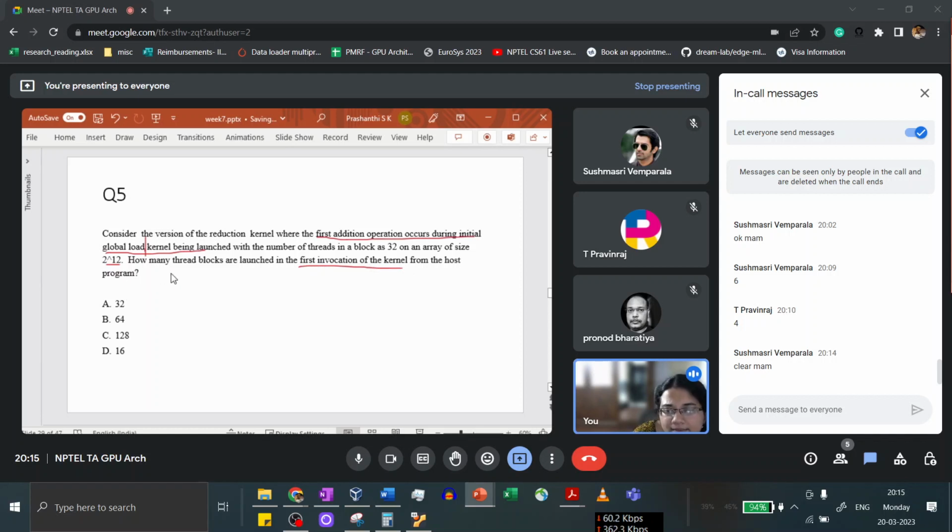So notice that there's something different asked here. You're asked for how many blocks are launched in the first invocation of the kernel from the host program. And you're given the number of threads per block. You're given the array size. And you are also told that the first addition occurs during initial global load. This was an optimization we had studied in class also, right? Now think about this, take 2 or 3 minutes to solve this and then we'll discuss.